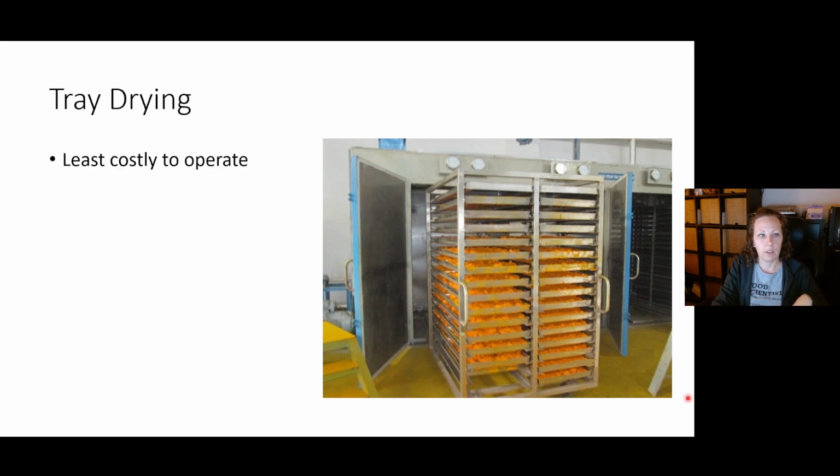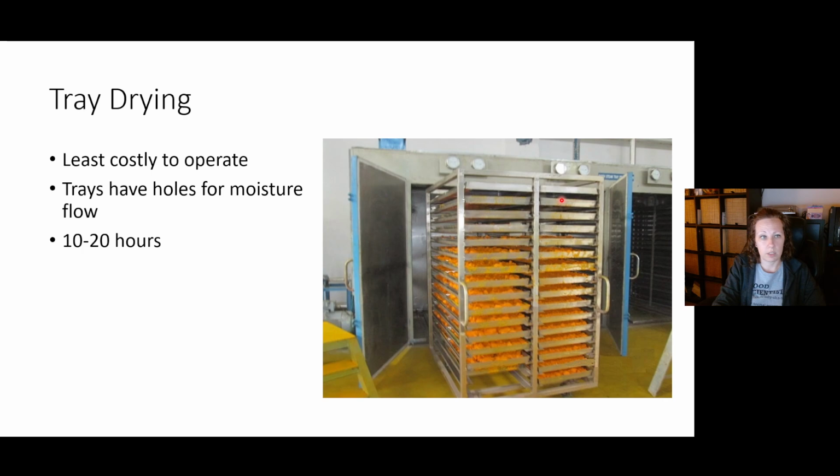Okay, so tray drying. This is the least costly method. It's the most simplified. You load the food onto trays, and the trays are really like screens. They have holes for the moisture to flow, and it's going to take a longer time, 10 to 20 hours. Usually because of that time, it's smaller scale operations that can't really afford a faster method, and most often it's going to be fruits and vegetables.